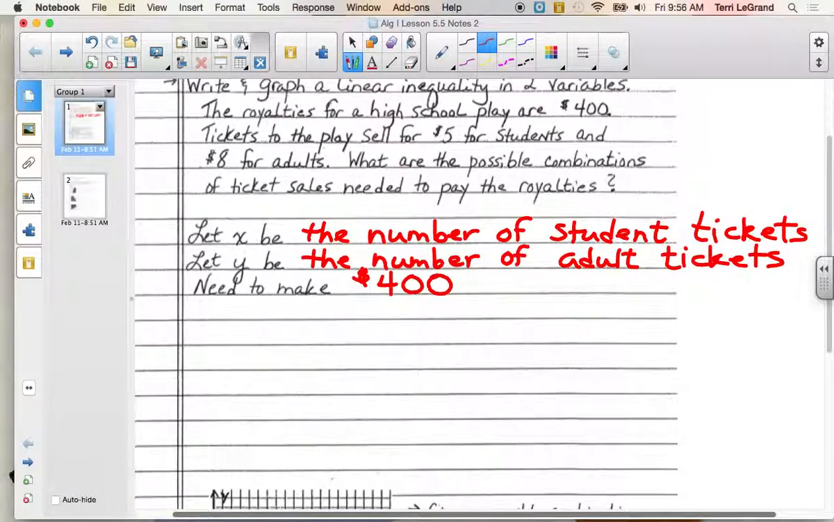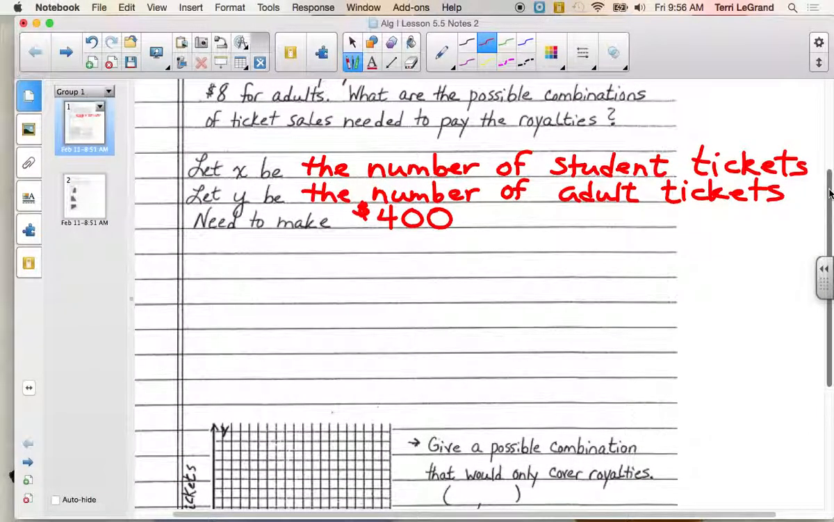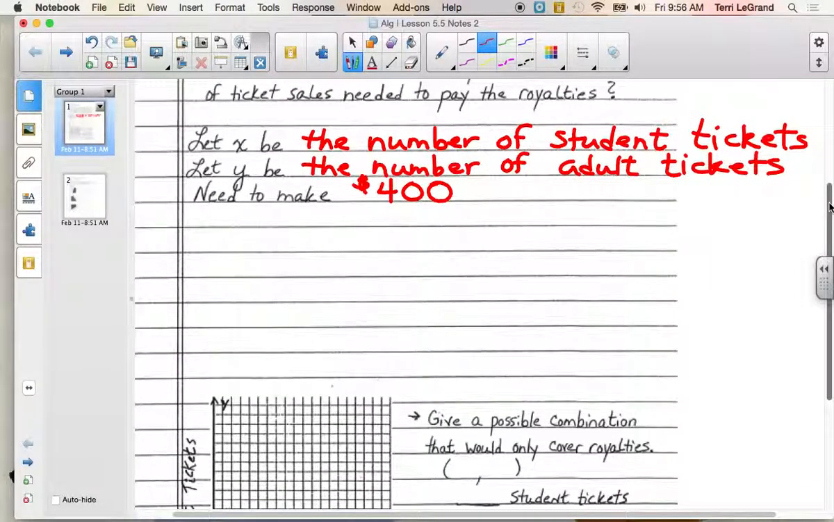Now we could make this into an equation, but we're going to make it into a linear inequality to show, you know what? They aren't going to just stop selling tickets probably when they get to the $400 mark, are they? No. They'll be happy to sell more tickets even after that, because then they would do what? Make a profit. Yeah, they make a profit after that. So let's set up our linear inequality then with that information that we were given along with kind of what we've defined here.